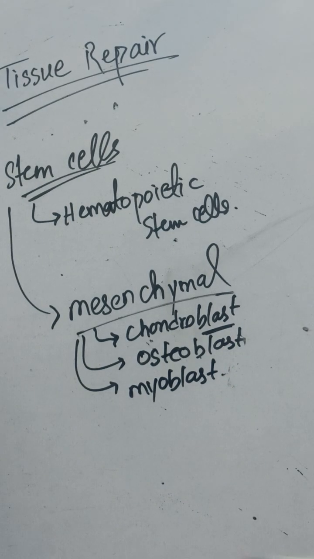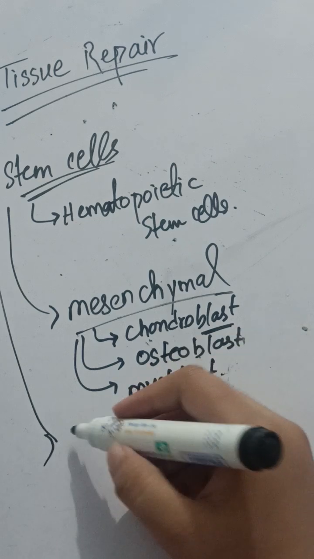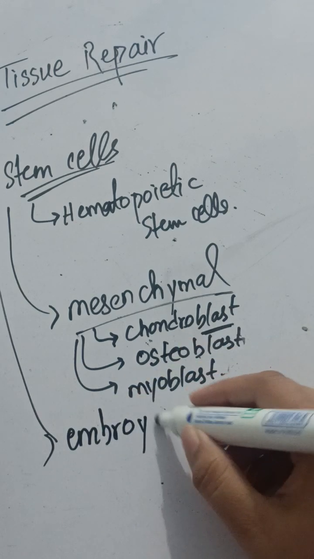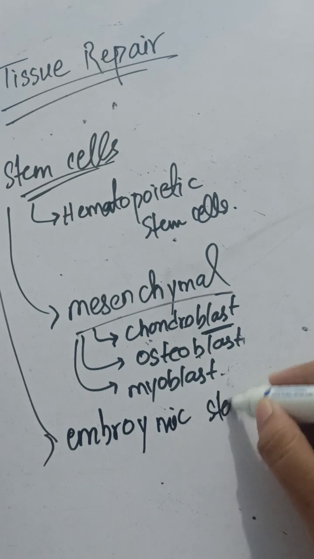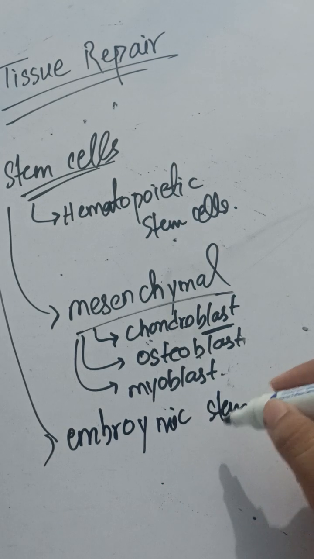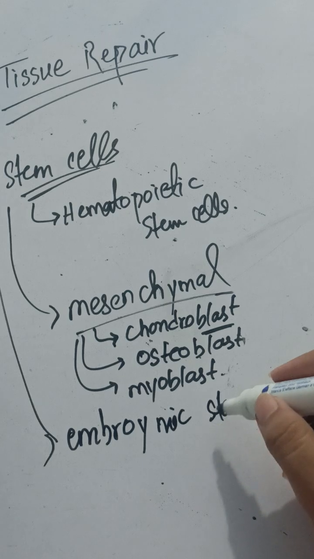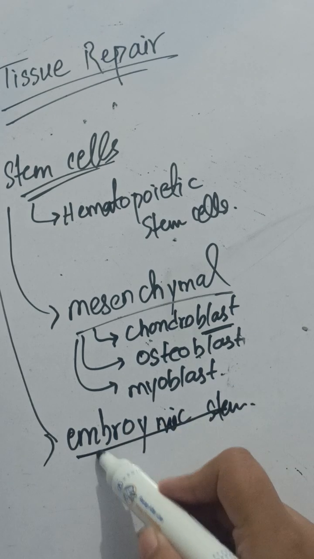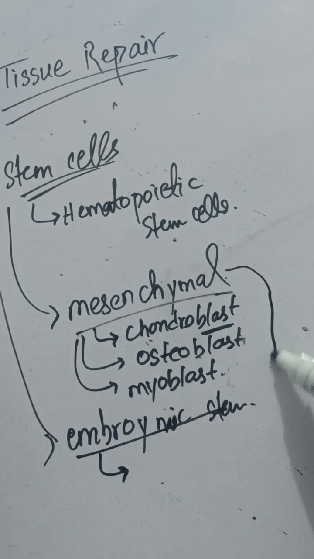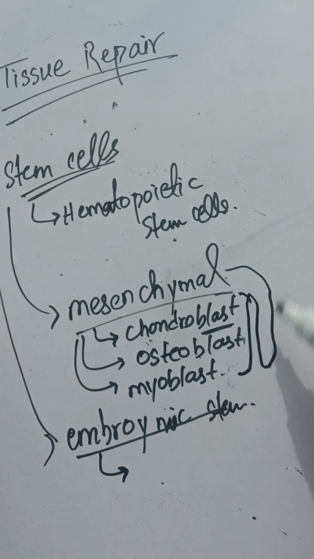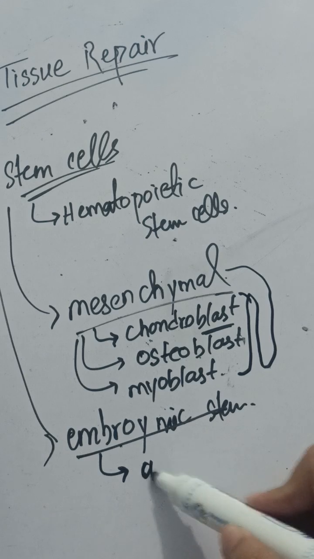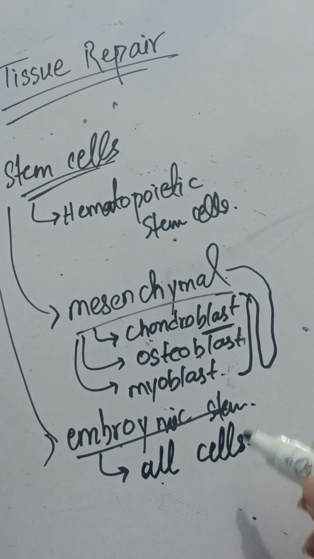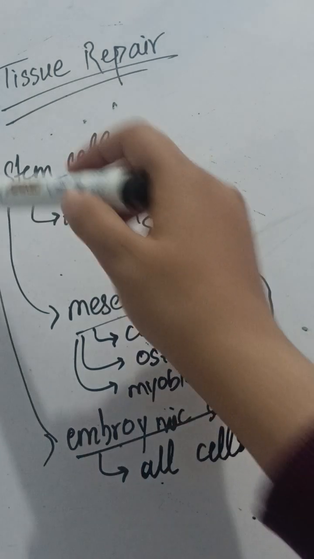Okay, some other types of stem cells are like embryonic stem cells. So they have extensive self-renewal capacity and they can differentiate into all types of cells. Mesenchymal cells only have the capability to divide into these three, but embryonic cells can regenerate into all cells. And the challenge is that immune rejection can occur in it.